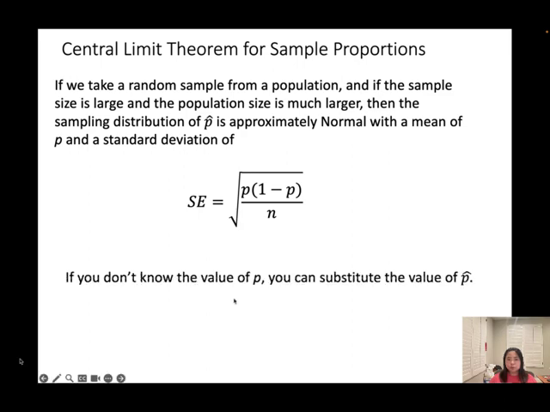If you don't know the value of the population proportion, you can substitute the value of the sample proportion. Remember, we talked about how the estimator, the sample proportion, is unbiased. So we can use the sample proportion to estimate the population proportion. If you don't know this value, you can use the sample proportion.